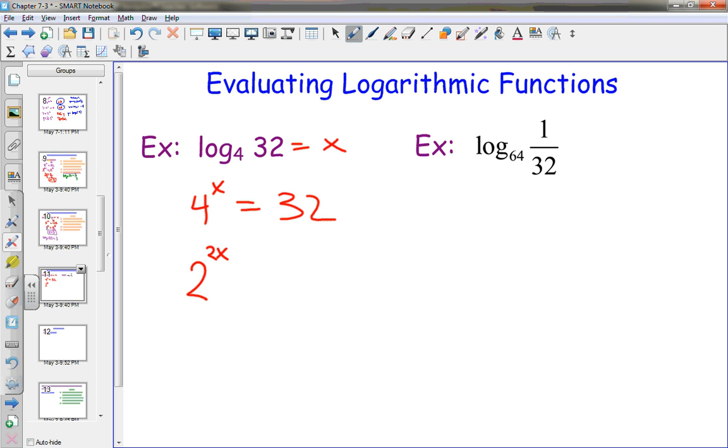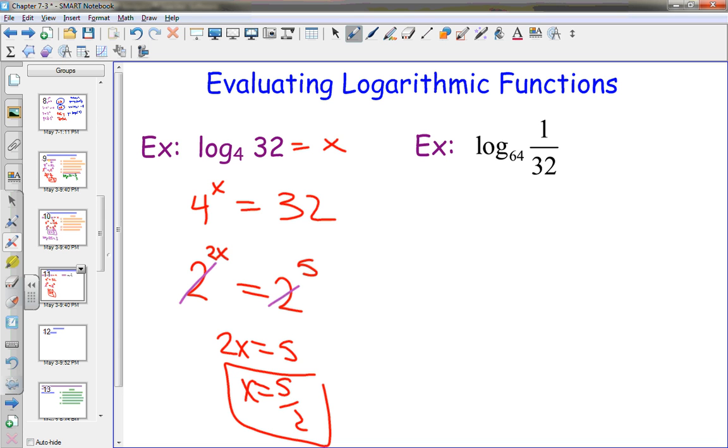So 2 squared to the x is equal to what's 32? We just did it a little bit ago. 2 to the 5th. So now my bases are the same, so what can I do? Cross out the bases. So x is equal to 5 over 2. Okay, next.